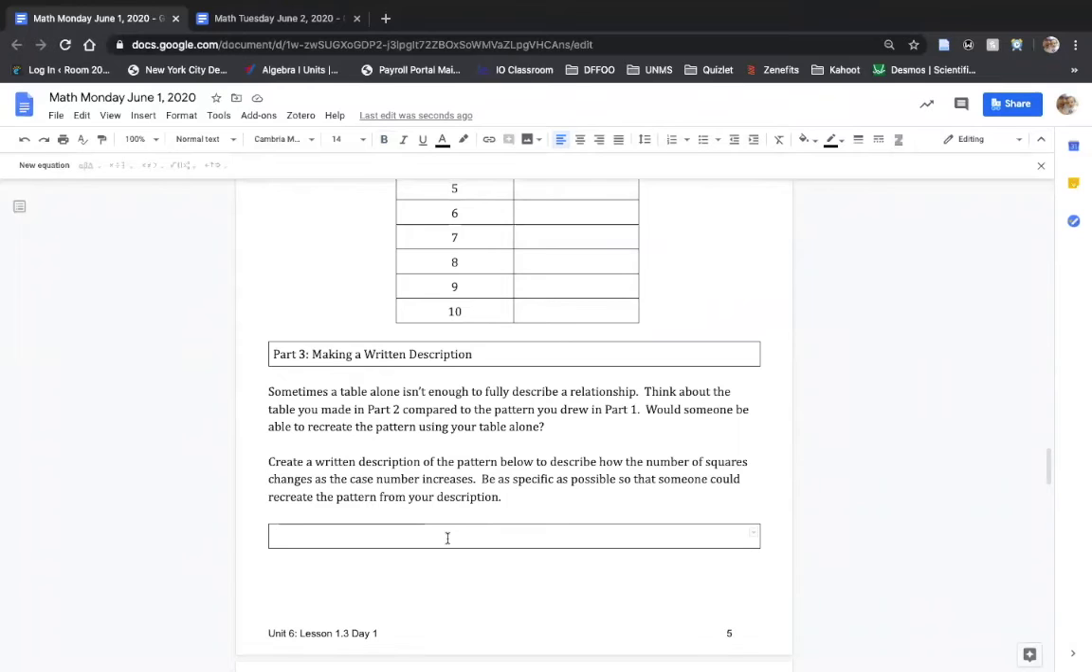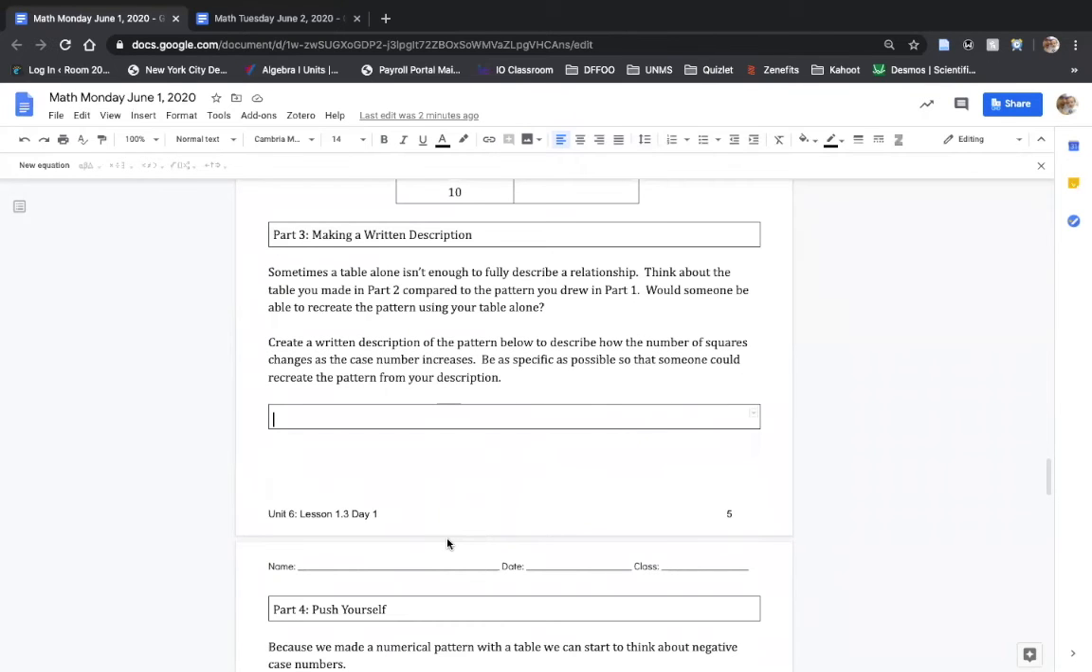So the idea for this part is just trying to be specific in describing how that pattern is changing. So I want you to use this space here and just type in a couple of sentences to describe 2 things. First, describe how the number of squares is changing as the case number changes, and then also be specific in describing where you're adding those squares so that somebody that wants to recreate the pattern could recreate it. Again, you want to be as specific as you can here, right? So pause the video, take a second to do that.